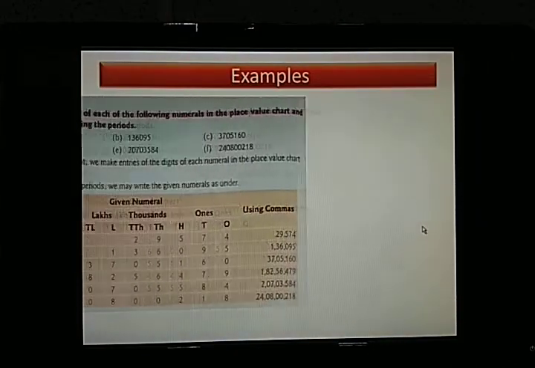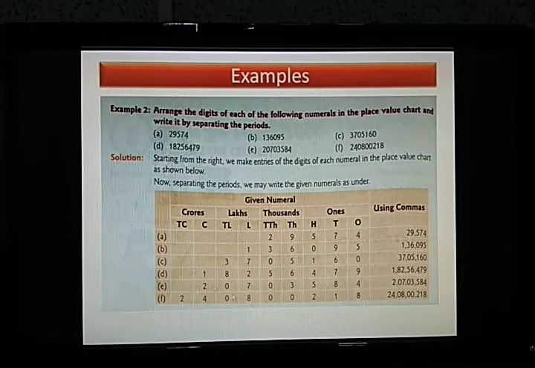Next is the example. Let us see one example. This is directly from your textbook. Suppose we have to arrange these numbers, or numerals, in the place value chart. That is the Indian place value chart, by separating the periods. So we know how many periods are there? Four periods are there, and these are the place values.